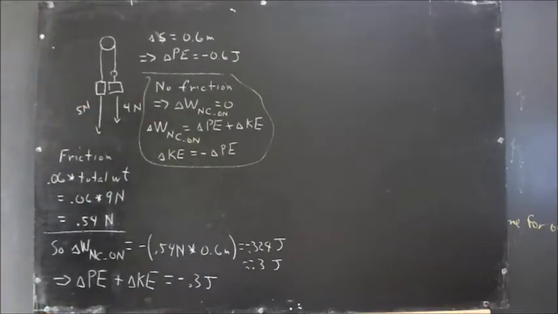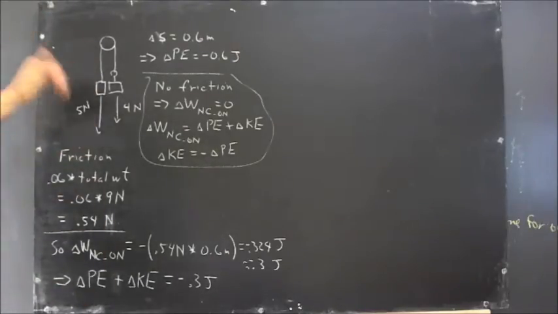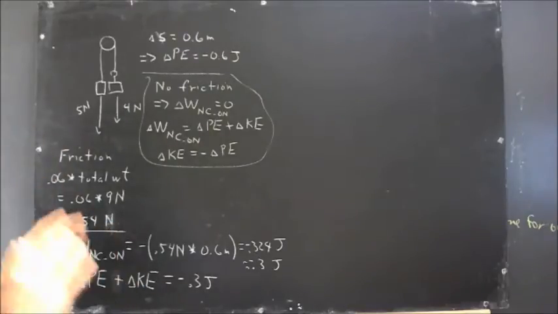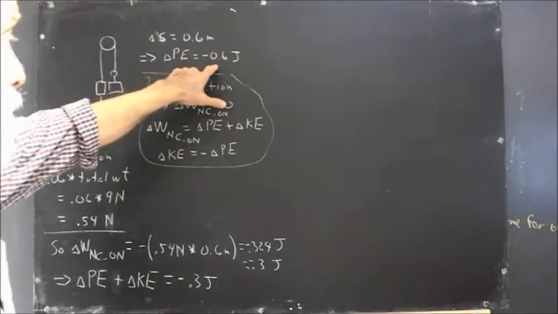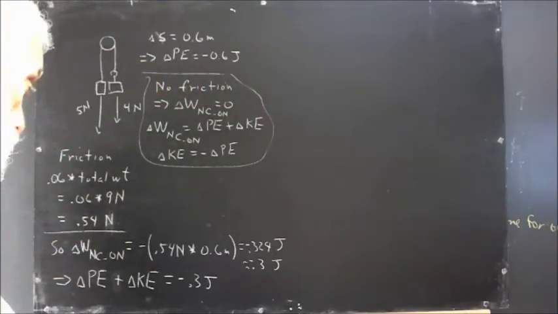Now, what does that do to our kinetic energy? We know the delta PE doesn't change. The gravitational force is still there. That whole analysis is fixed. It doesn't depend on how much friction there is or how much of anything else. If this system moves 0.6 meters, then you have the negative 0.6 joule change in potential energy.